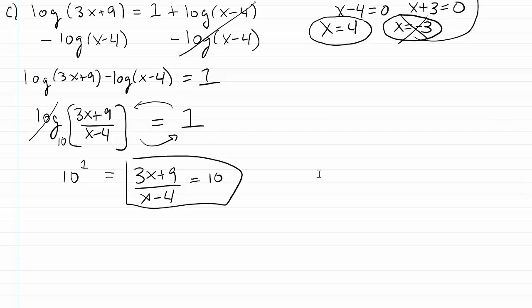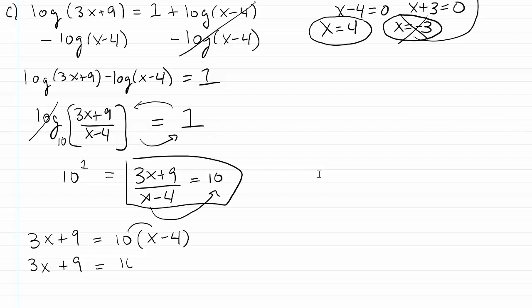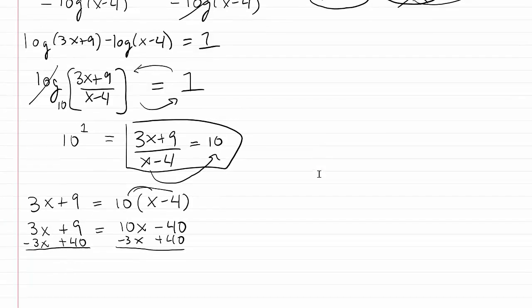So let's solve that equation. We can, for example, cross multiply. I can multiply x minus 4 times 10, right? So we end up having 3x plus 9 is equal to 10 times x minus 4. And that, of course, will be 3x plus 9 is equal to 10x minus 40. Then it's a normal linear equation, so add 40 to both sides and subtract 3x from both sides. This is going to get the x's alone on one side and the numbers alone on the other.